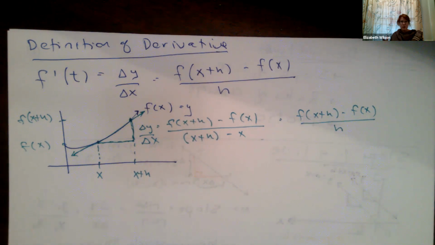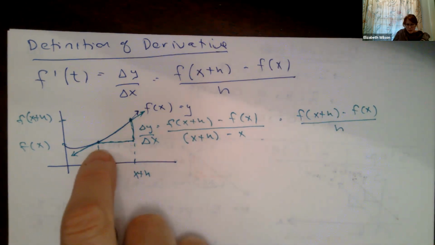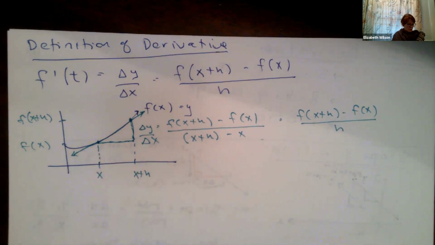And now the goal is I want to bring this h down really, really small to find out what my derivative is at that particular point. So this is velocity, just generically speaking, but we're going to use velocity and position and stuff to help us with that.